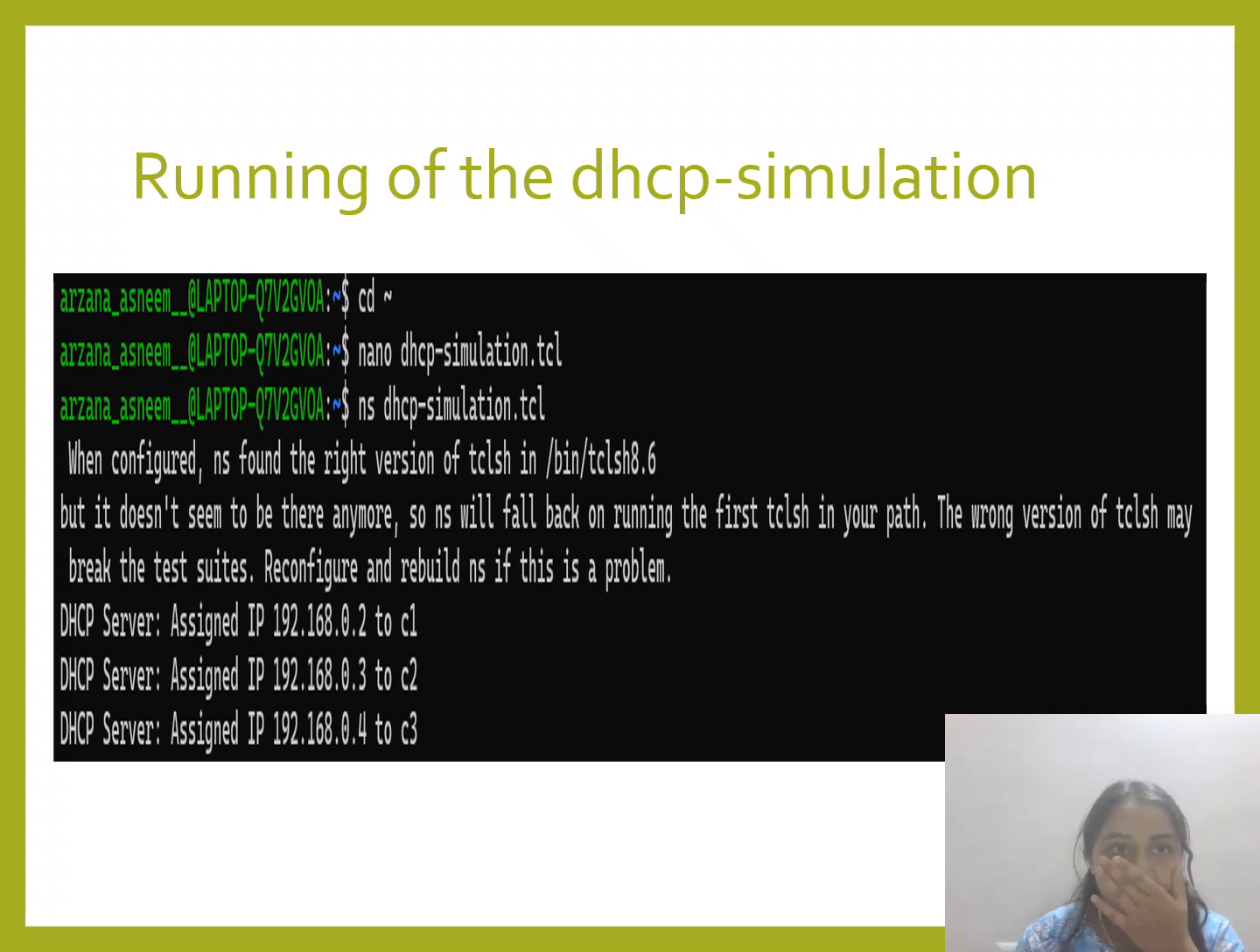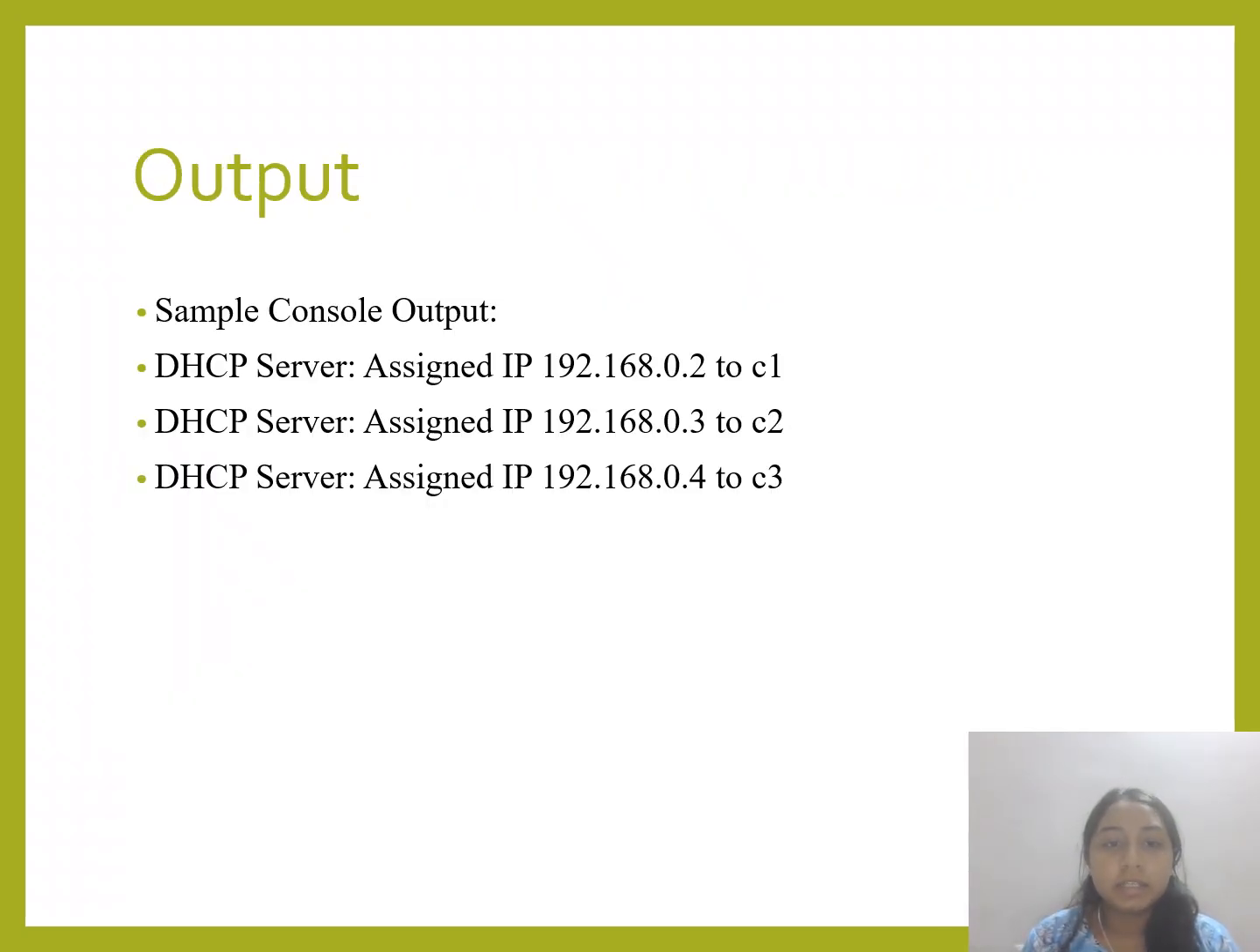Next. So here is the sample console output as I showed before in the command prompt, and here we can say that each client gets different IPs, and the DHCP server has successfully assigned the IP addresses to the clients.